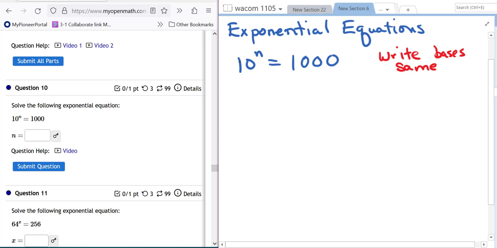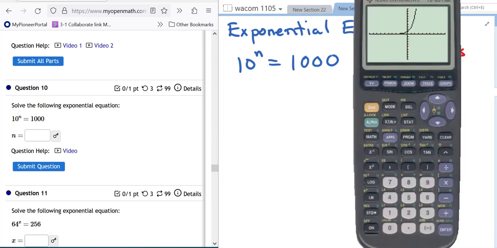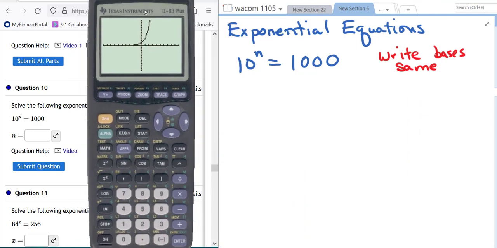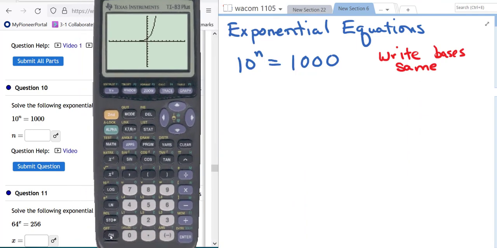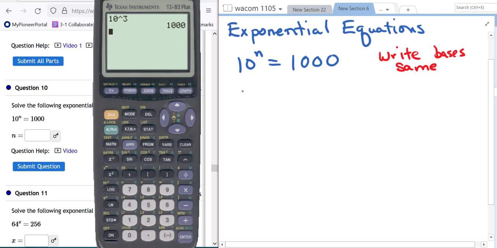Right, and so 10 is already good. We want to see if we can write 1,000 as 10 to a power. And I believe that is 10 to the third. So you'll have your calculator just to play a little bit. And we'll test 10 to the third. Is that 1,000? Yes. So that allows us to rewrite that right-hand side in terms of 10 to a power.